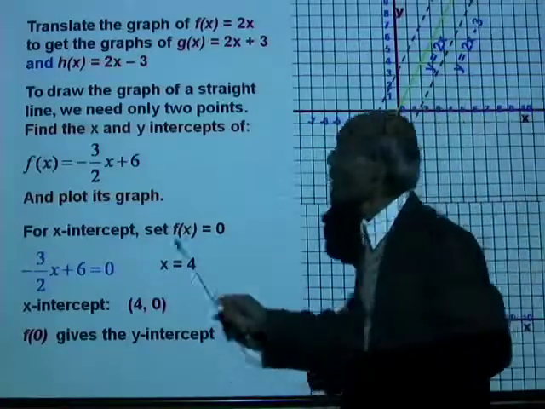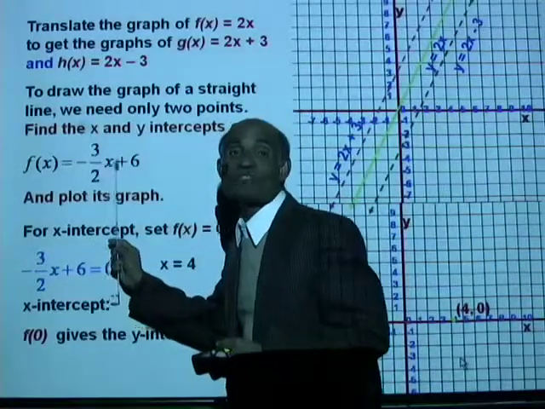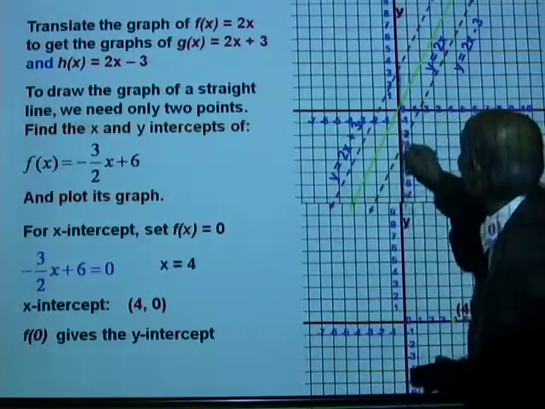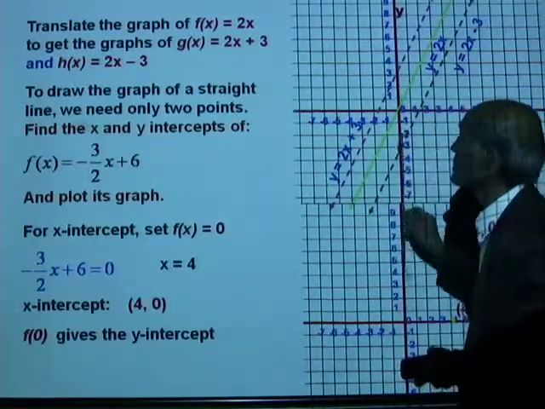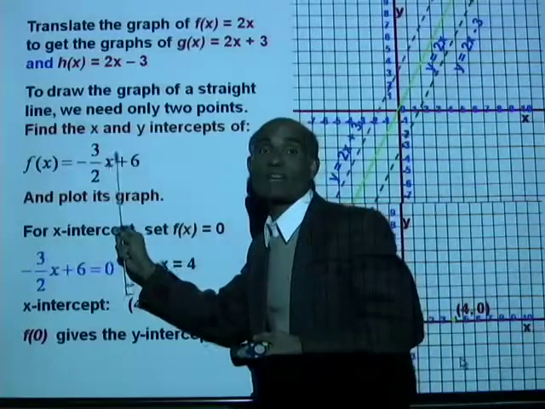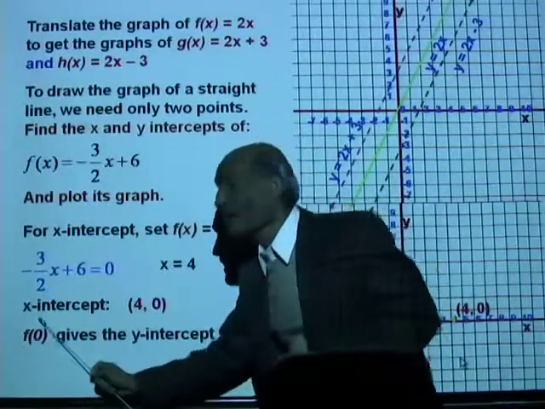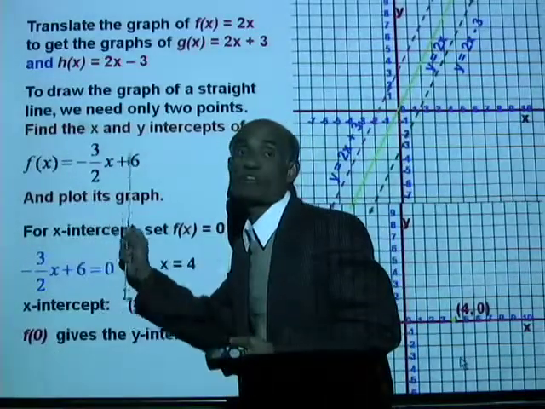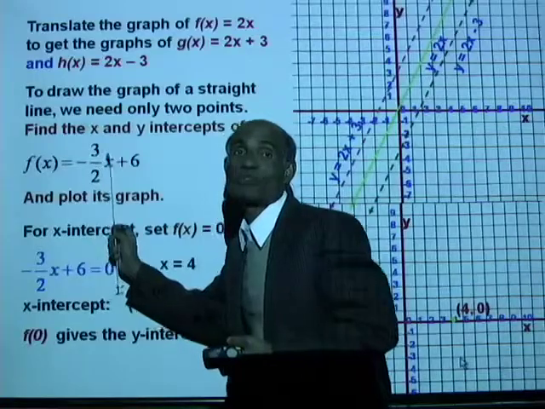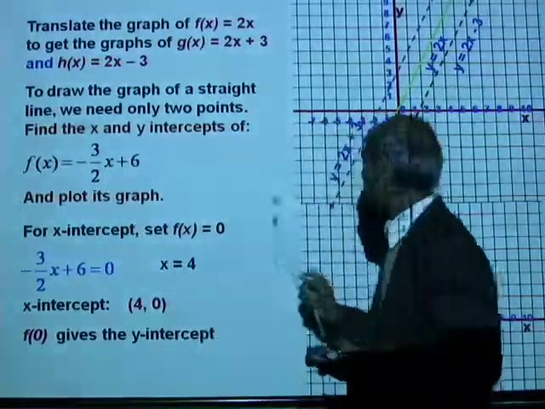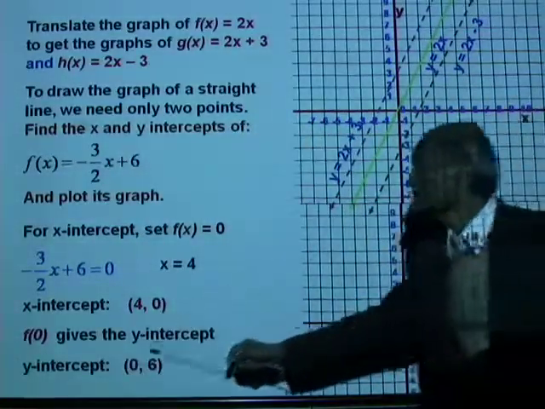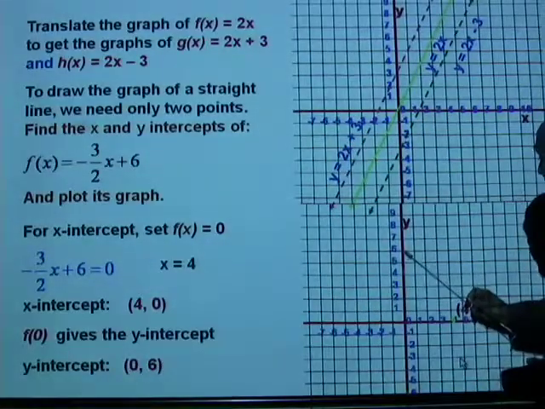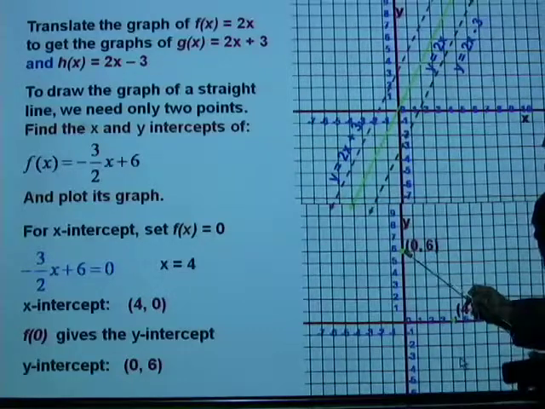And how do you find the y-intercept? The y-intercept occurs when x equal to 0. Along the y-axis, x equal to 0. So in the function, set x equal to 0, or find f of 0. What is f of 0 in this function? When x equal to 0, y equal to 6. So the y-intercept is 0, 6. And that is the point 0, 6.